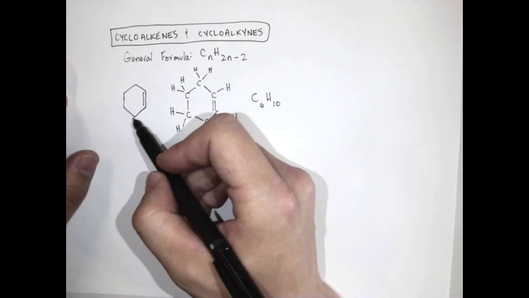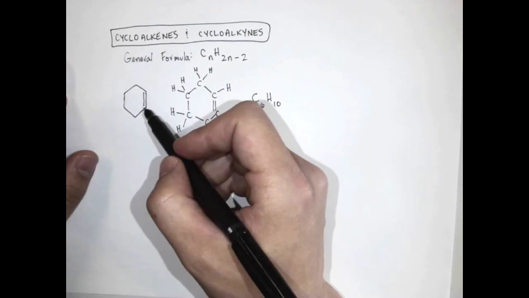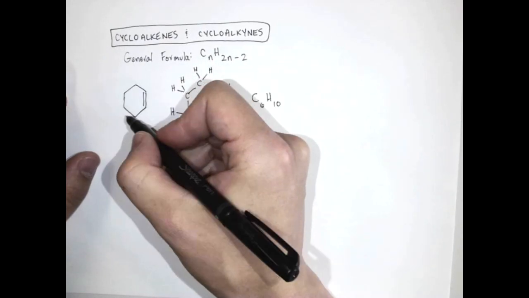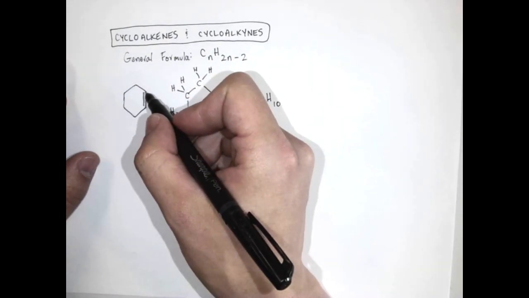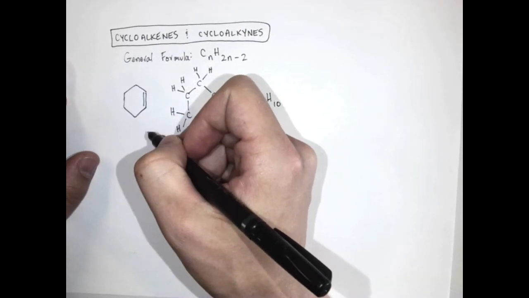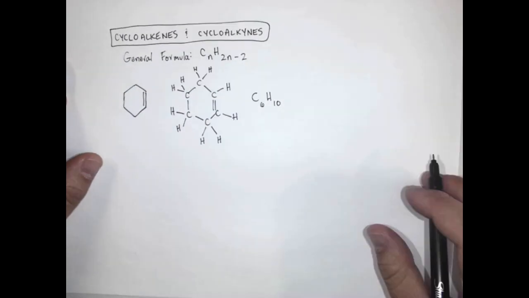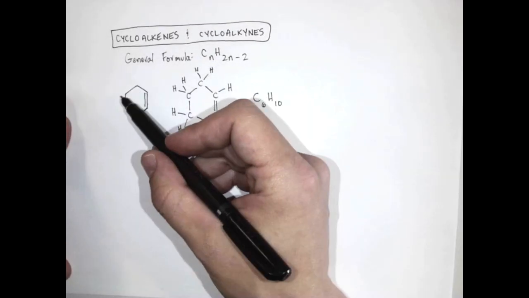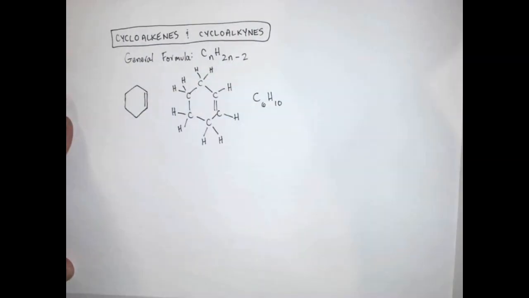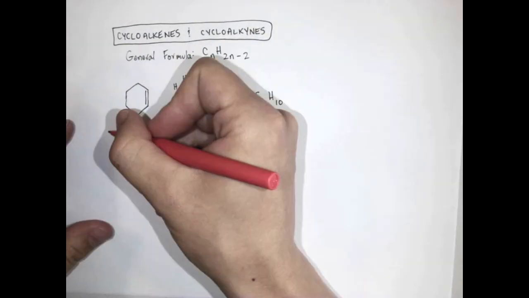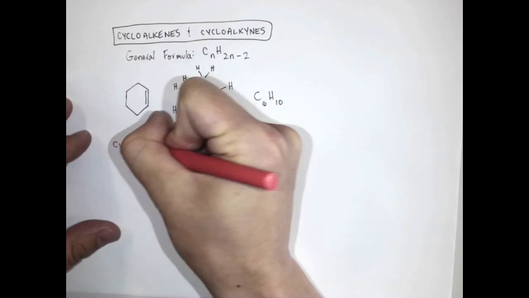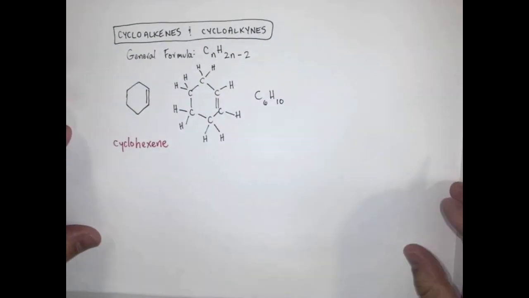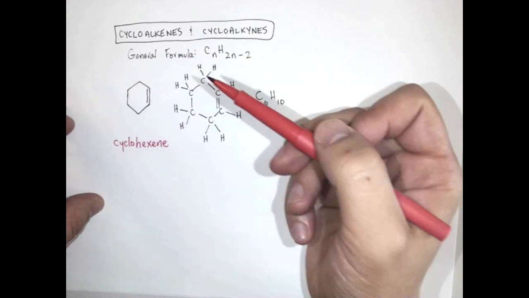Well, I have a 6-membered ring, a 6-carbon ring, and there's one double bond. So the root is going to be how many carbons are in the ring. There's 6, so that gives me a root of hex. There's one double bond, so that means the suffix has to be -ene, so hexene. And because it's a ring, I have to add the prefix cyclo. So this one's actually pretty straightforward. It's called cyclohexene.